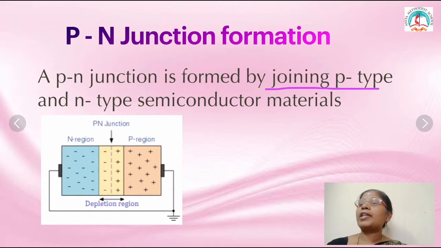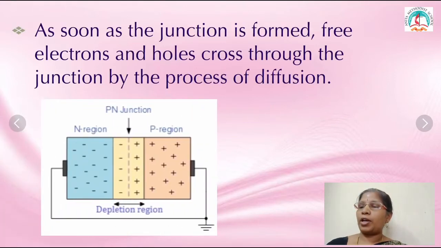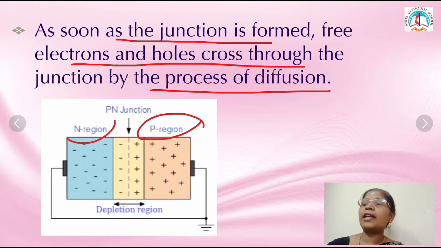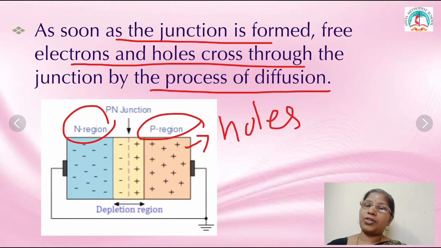It is the joining of p-type semiconductor and n-type semiconductor materials. When they are joined, what happens? As soon as the junction is formed, the free electrons and holes cross the junction by the process of diffusion. In a p-type semiconductor, holes are the majority charge carriers. In an n-type semiconductor, electrons are the majority charge carriers.